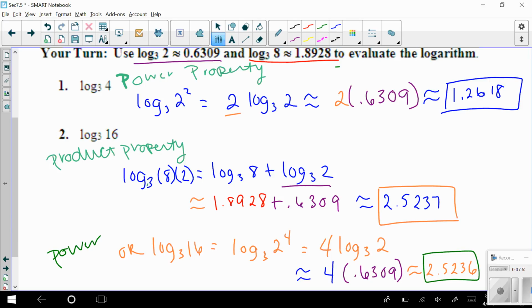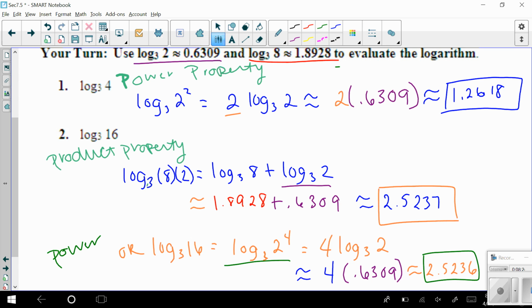If you use the product property, you have log base 3 of 8 times 2, which is log base 3 of 8 plus log base 3 of 2, and that'll give you about 2.5237. Or you can use the power property, and if you use the power property, you end up with log base 3 of 2 to the 4th power, which is the same as 4 times log base 3 of 2, which gives you the same answer.